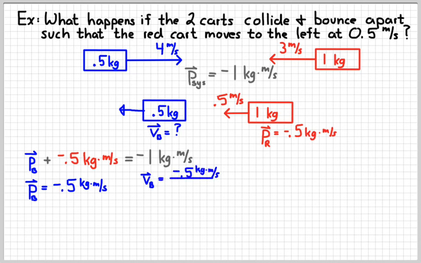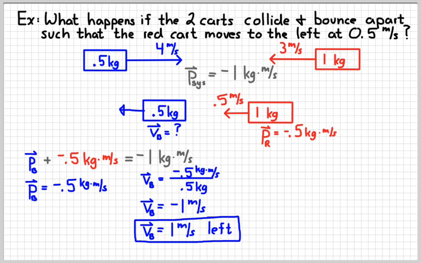Now that I know the momentum of the blue cart, I just divide by its mass to get the velocity, and so it would be something like negative 1 meter per second, or I should more correctly say 1 meter per second to the left. So the big idea here is that by knowing what the total momentum has to be, if I can find one of the momentums, I can use that to find the second momentum. That's the big idea. That's how we use this rule that momentum is conserved to analyze a system.